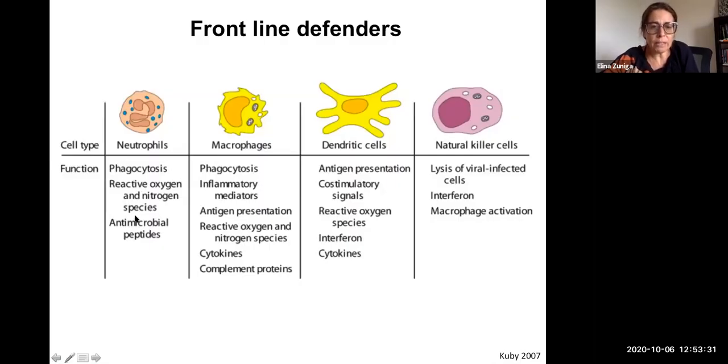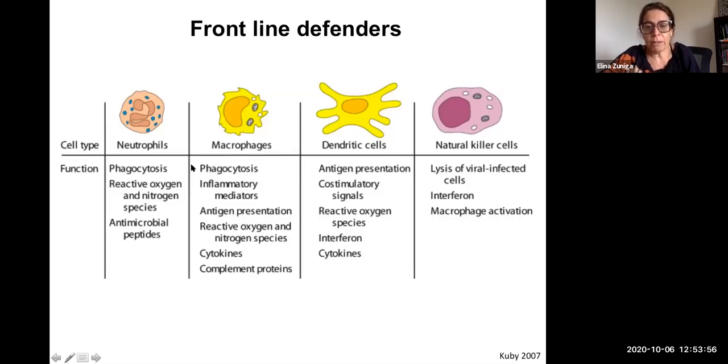They contain reactive oxygen and nitrogen species that will oxidize factors in the pathogens, inducing their degradation. And they also release antimicrobial peptides that can form pores in the membrane of the pathogens, inducing their lysis.